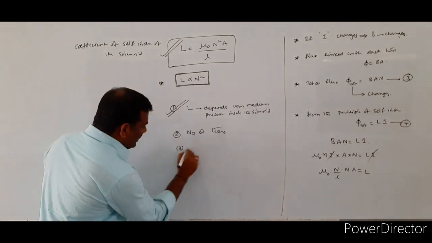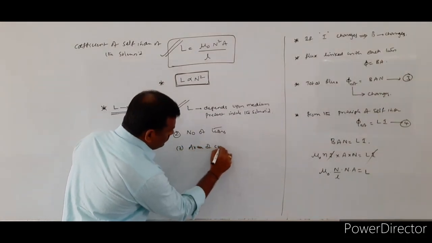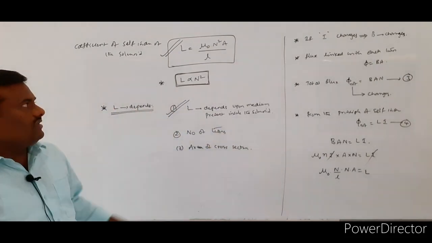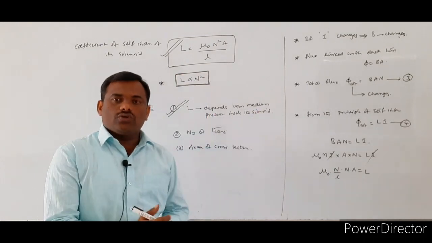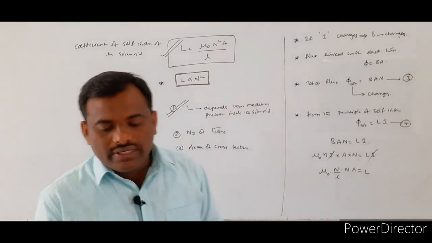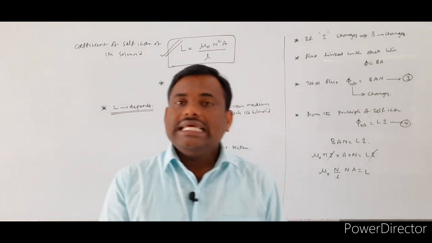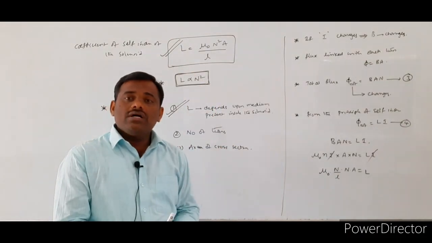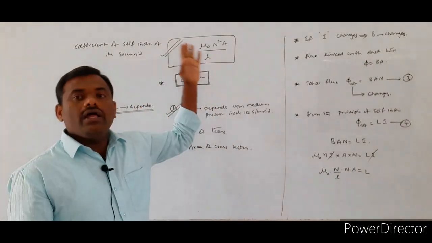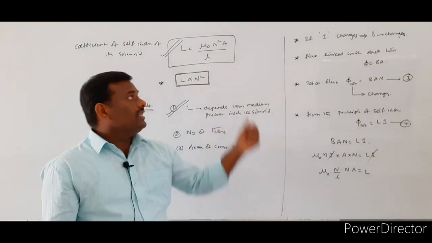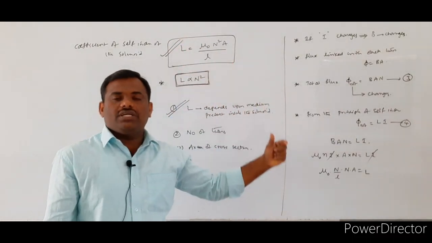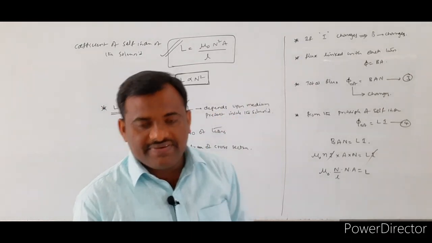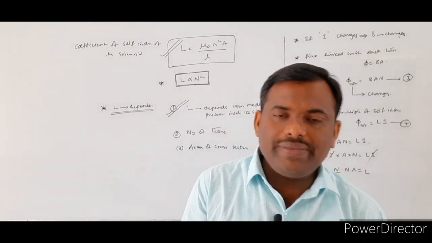And the third one is the area of cross section. And the fourth one is the length of the given solenoid also. So the coefficient of self-induction depends upon the medium surrounded by the solenoid, the number of turns present within the solenoid, the area of cross section, and the length of the given solenoid. On these factors, the coefficient of self-induction will depend.